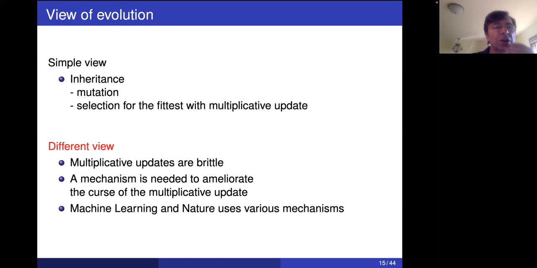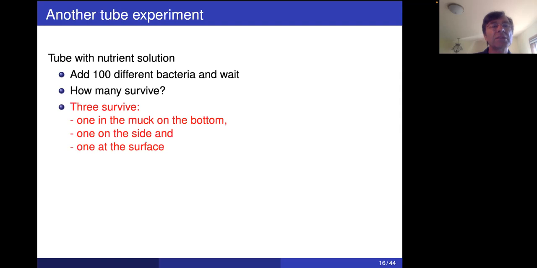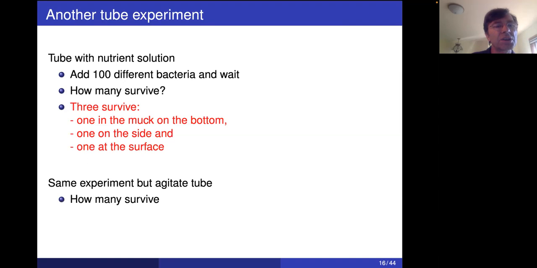Now I'm going to show a paradigmatic experiment that brings out that mixing is a problem. It enhances the curse. Assume you have 100 different bacteria and you feed them into a nutrient solution. Question: how many will survive after waiting for a long time? Well, it turns out about 3 survive. This is not a precise argument, but this is typically what happens. One in the muck on the bottom, one on the side, but still no oxygen, and one on the surface. So 3 survive. Now I'm asking you, what happens if you do the same experiment, but you agitate the cube? How many survive? Anybody can guess? Mark guesses 1. Yes, 1. He has seen this maybe. Okay, 1 survives because there's only 1 niche left.